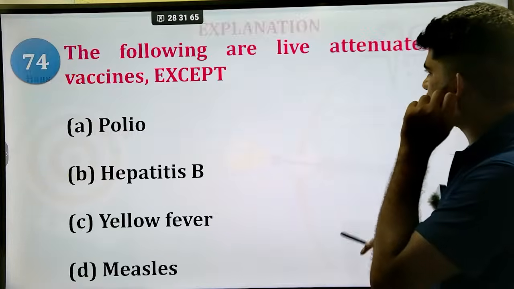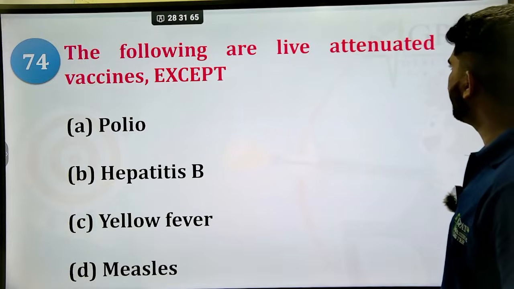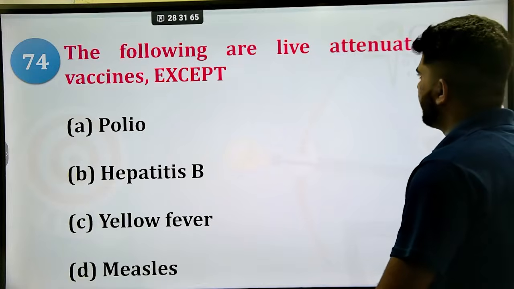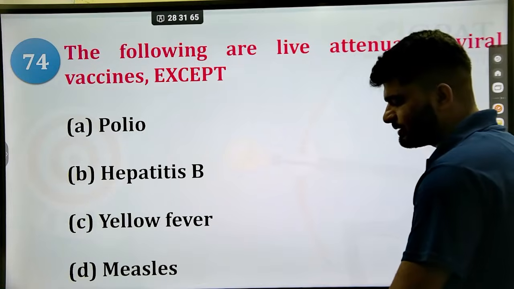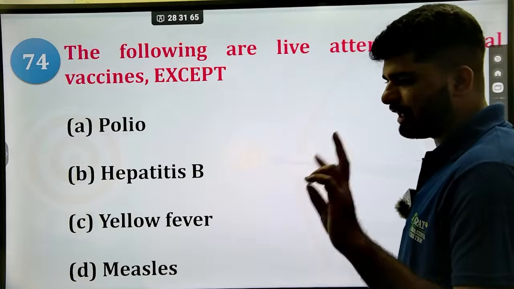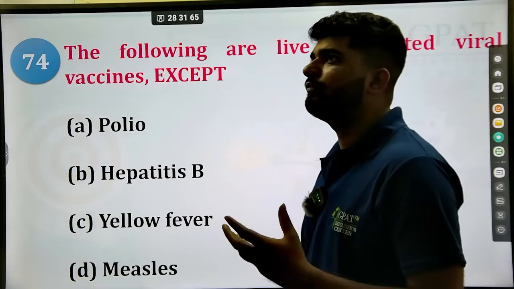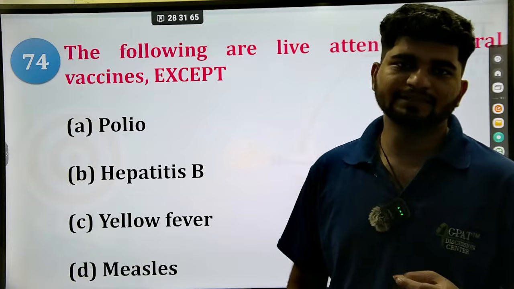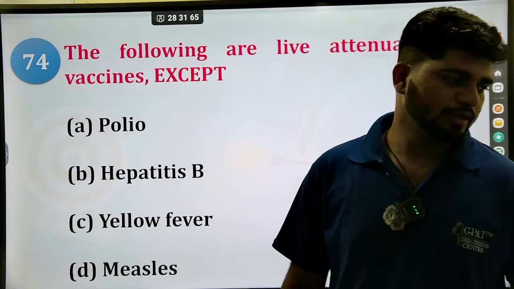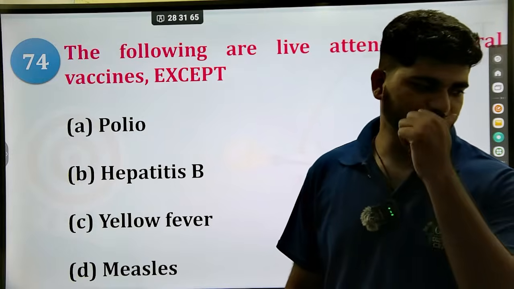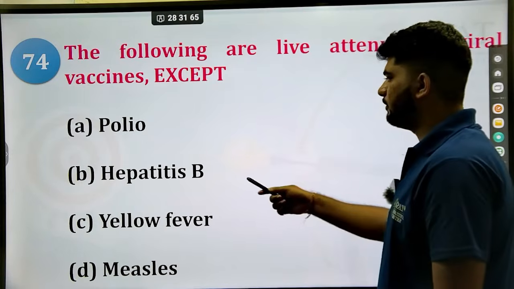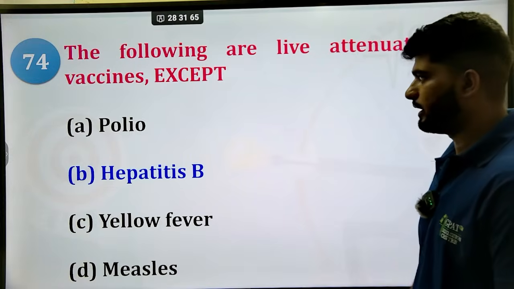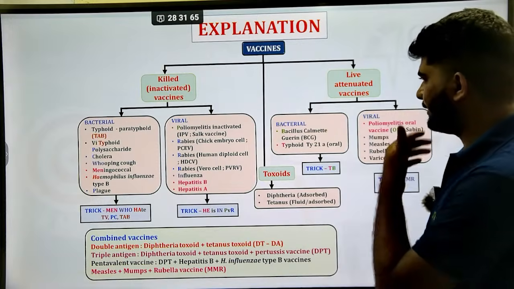Leprosy. Okay. The following are live attenuated viral vaccines except. Live attenuated means the virus is still alive, but the harmful ability, or you can say the virulence, of that virus has been removed. That is why it is named a live attenuated vaccine, right? So, is it your polio, hepatitis B, yellow fever, or measles? This is your hepatitis B only. Okay, hepatitis B.